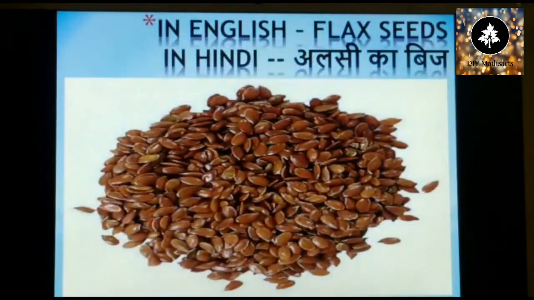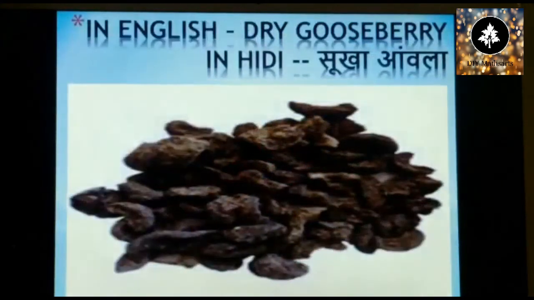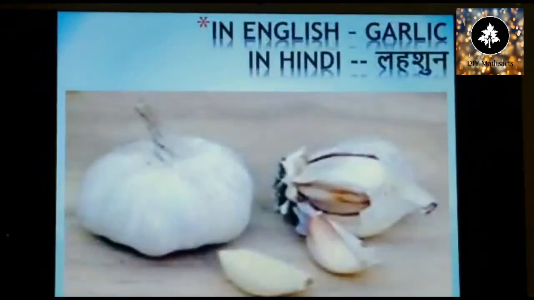This is flax seeds and in Hindi it is known as alsi ka beej. This is dry gooseberry and in Hindi it is known as sukha amla. This is garlic and in Hindi it is known as lahsun.